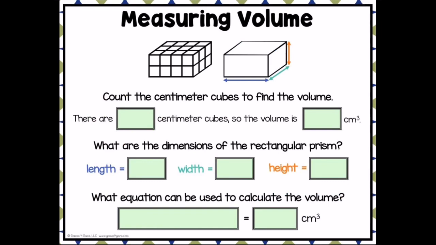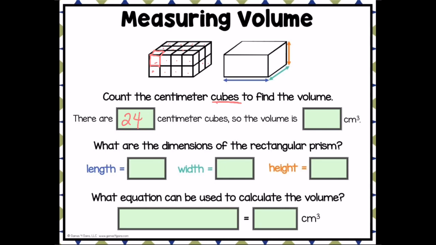Let's do our first slide together, just because this is new. Here, these are our cubes that we have put together. So count the centimeter cubes to find the volume. There are how many centimeter cubes? Well, if we go 1, 2, 3, 4, 5, 6, 7, 8, 9, 10, 11, 12, 13, 14, 15, 16, 17, 18, 19, 20, 21, 22, 23, 24. I think there are 24 centimeter cubes.